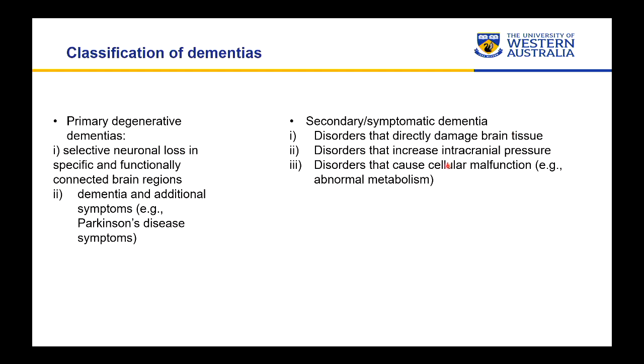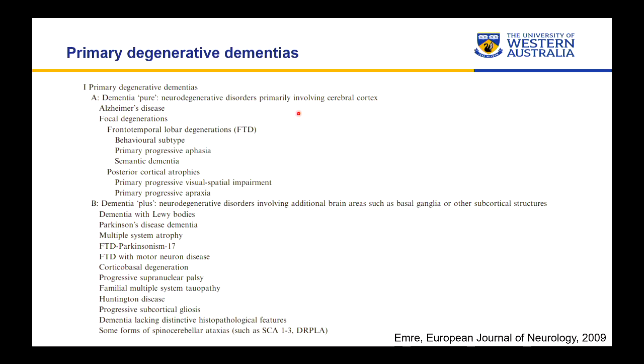mechanism. You can get disorders that increase intracranial pressure. So if you have a stroke and you have blood accumulating in the brain, that can cause damage to brain regions, and if those regions are important for memory, they can affect that as well. So just know that you can get primary pathogenesis of the disease versus a secondary mechanism as well. And breaking these down further, here's a list of many different primary degenerative dementias.